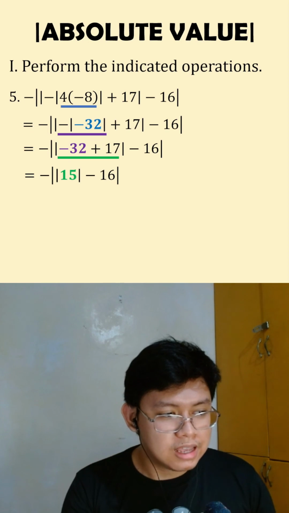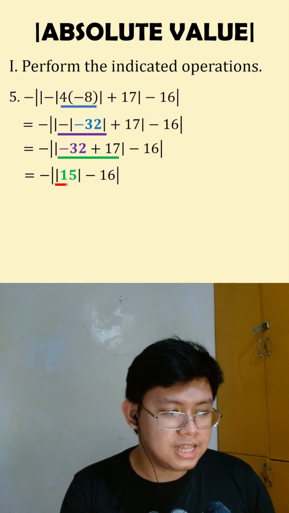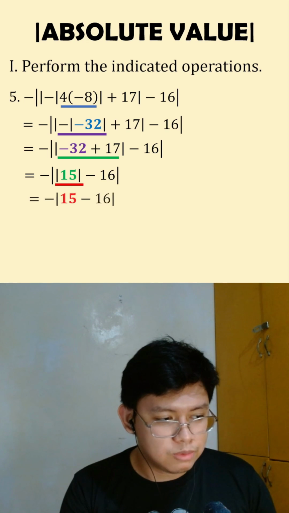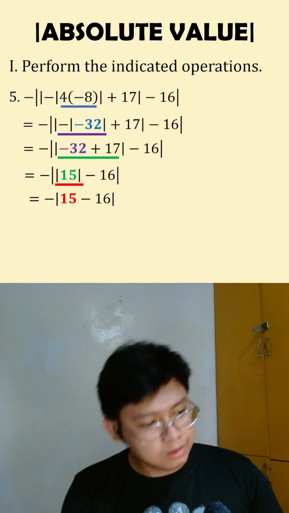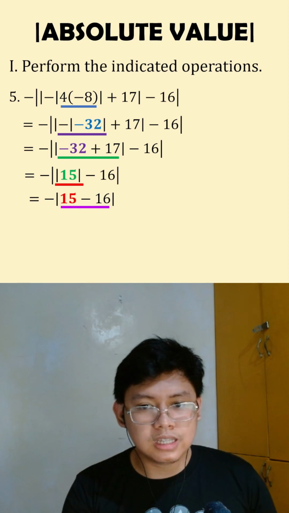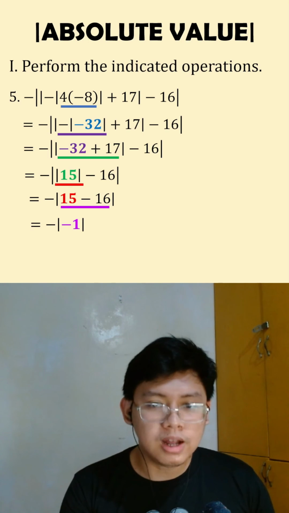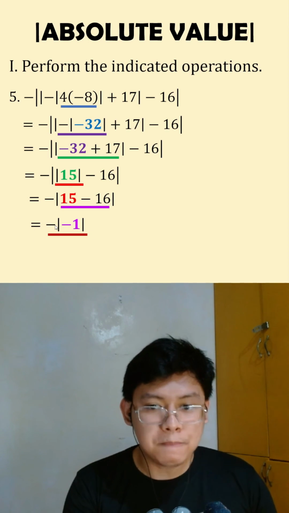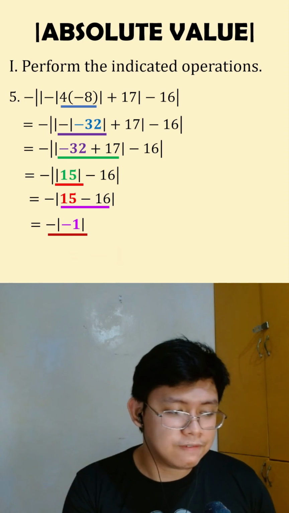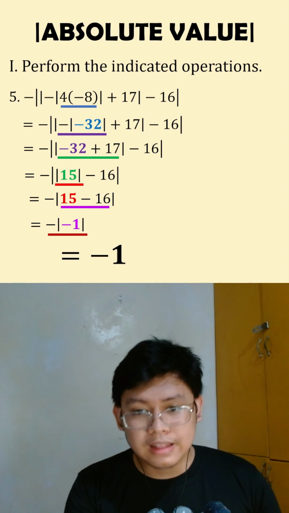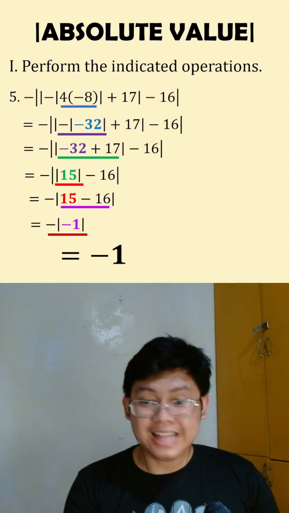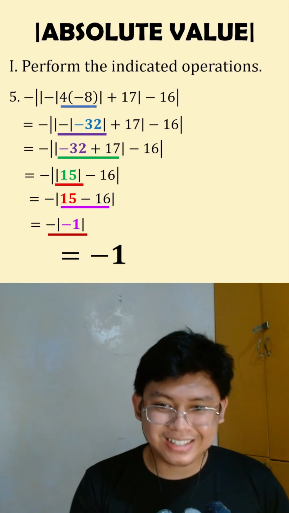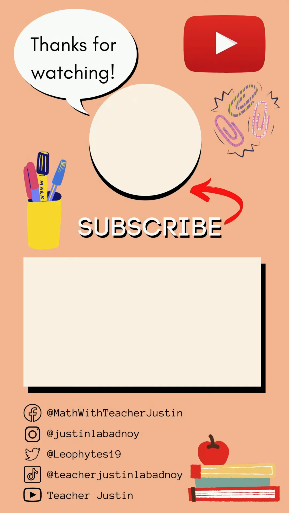Now, let's get the absolute value of 15. So, it will be 15. Then, subtract natin si 15 and 16. That will be negative 1. So, since mayroong negative sign sa labas, yung magiging positive, babalik siya sa negative. So, that will give us negative 1. And that will be our final answer. Tada! Alright.